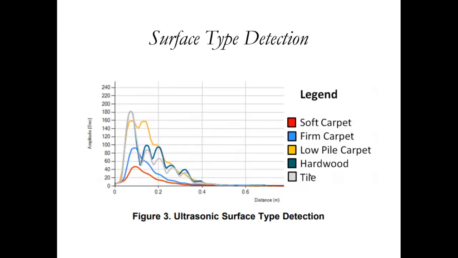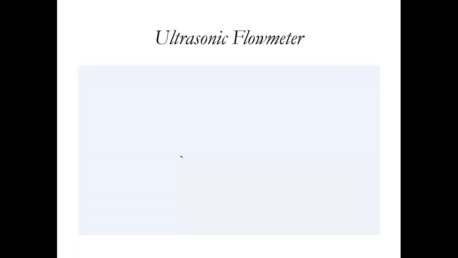Similarly, you have surface type detection. You can put this ultrasound on a soft carpet, firm carpet, low pile carpet, hardwood and tile. For tile, you will see there's a big amplitude that we get as the output of the ultrasound. For the soft carpet, because it absorbs the ultrasonic waves, the reflected wave is too poor, so the amplitude level is very low. But in the case of tile, the reflection is quite high, so we can determine different surfaces from these types of profiles.